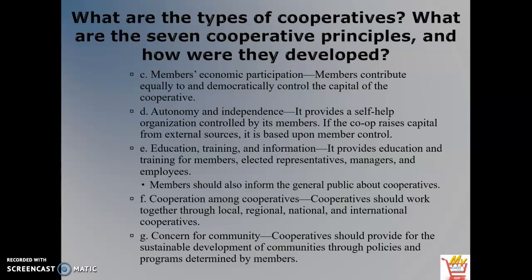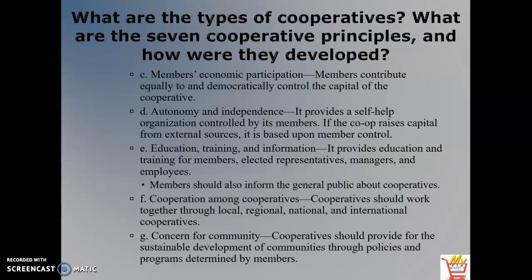The fourth one is autonomy and independence. Basically, it states that the cooperative is a self-help organization and it's controlled by its members. And if the co-op raises capital from external sources, it is based upon member control. Once again, we're putting all of the power in the hands of the members. You're not letting any outside entity other than the people who have joined the cooperative make any of the decisions for spending or any other major decisions.